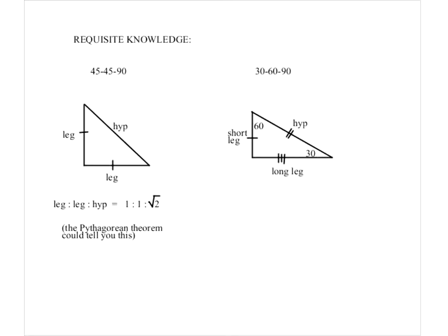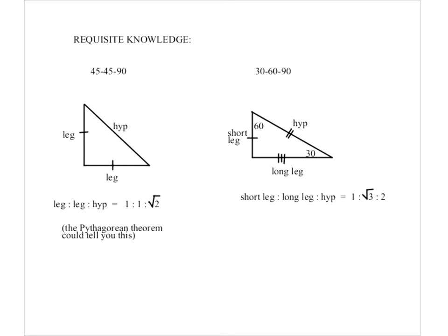In this case, the short leg to the long leg to the hypotenuse is 1 to square root 3 to 2. And again, the Pythagorean theorem will not tell you this. So this is a piece of factual knowledge that you've got to have. If you don't own our geometry strategy guide, you should probably pick up a copy of it, because that's the place where you can get all this information in one place.